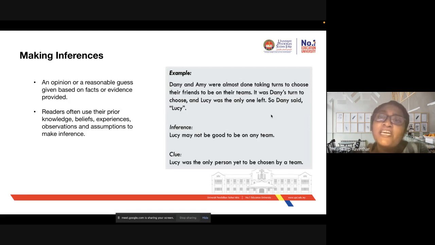Okay, look at this one. Danny and Amy were almost done taking turns to choose their friends to be on their team. It was Danny's turn to choose, and Lucy was the only one left. So Danny said, Lucy. So the inference is that it could be because she was the only one left. And when he said Lucy, it could be that Lucy may not be good to be on any team, and at the same time, Lucy was the only person yet to be chosen by a team. So that is a clue that we have, because there was no one else left. So what we can understand is that she was probably not a good fit to be in any team.